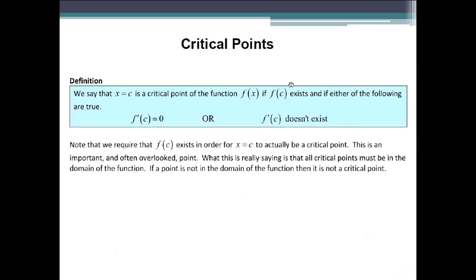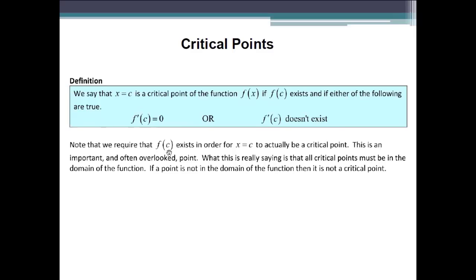Firstly, let's give a definition to a critical point. What is a critical point? We say that the point x equals c is a critical point of the function f of x if f of c exists and if either of the following is true: the derivative of f at the point c is 0, or the derivative of f at the point c doesn't exist. If either of these two conditions holds, we can say that the point x equals c is a critical point of the function.